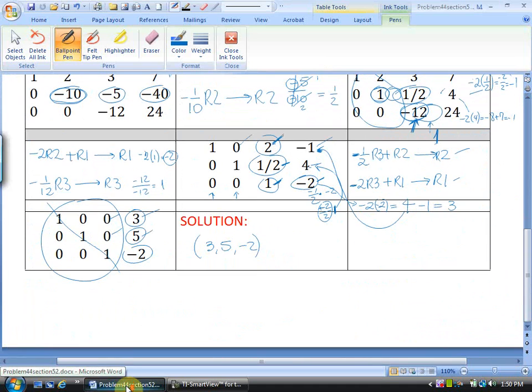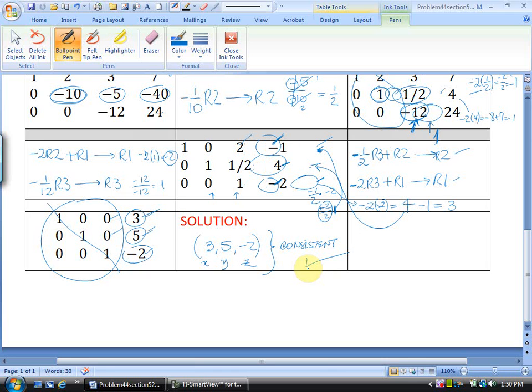And let's see, our solution is 3, 5, and minus 2. So this is how we double check that the solution is correct, and therefore this is the solution to X, Y, and Z. So when X is 3, Y is 5, and Z is minus 2, the system is consistent, and we do have a unique solution. And this is how we solve system of linear equations.